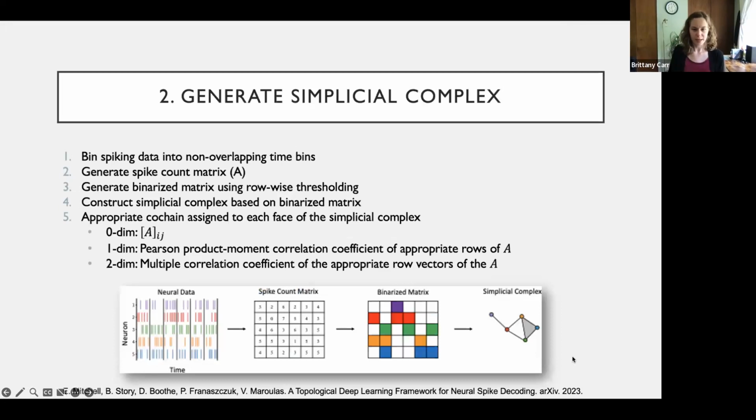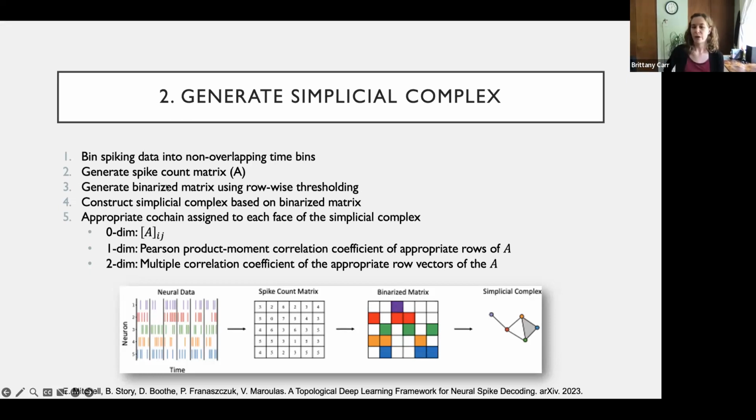So our next step, and hopefully this will help a little bit, Nate, when we're talking about how we're processing the spiking data, is to generate our simplicial complex. The first thing we're going to do is bin the spiking data into non-overlapping time bins. We take all of our spiking data and partition it up into even-sized chunks, and then we generate the spike count matrix from that. Basically, if my neuron fires 3 times, I put a 3. And I do that for every single time bin for every single neuron.